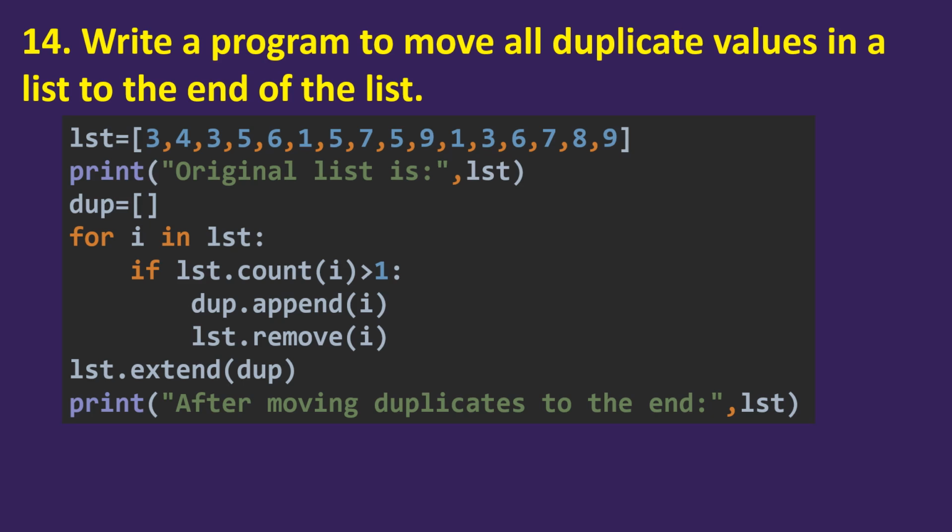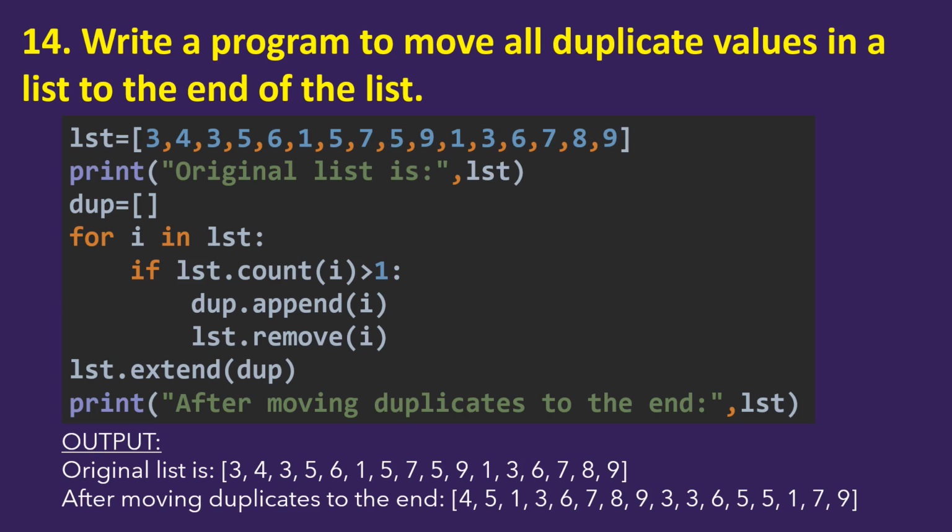Now we need to move these duplicate elements to the end of the list LST. So just use the extend function, like lst.extend(dup). Now the duplicate values that are present in the list dup will be extended, or added, at the end of the list LST. So your LST will become like this.